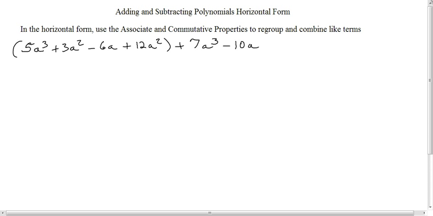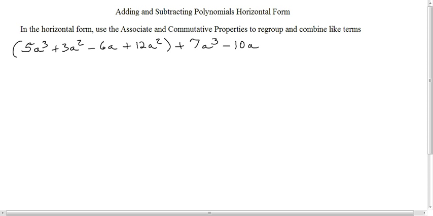Okay, second method. Let's talk about the horizontal form. When we add or subtract polynomials, we can use what's called the horizontal form. In this form, we simply want to use the associative and commutative properties just to regroup and combine our like terms. So we have problem 5a to the third.